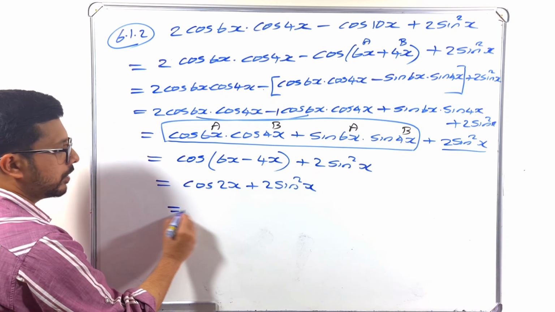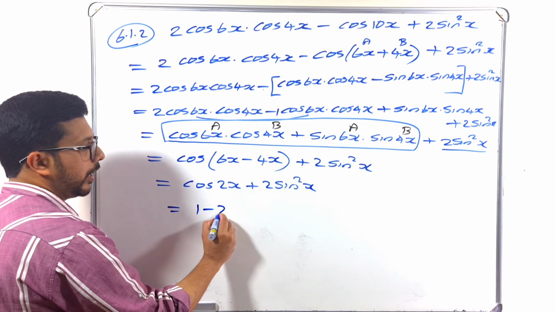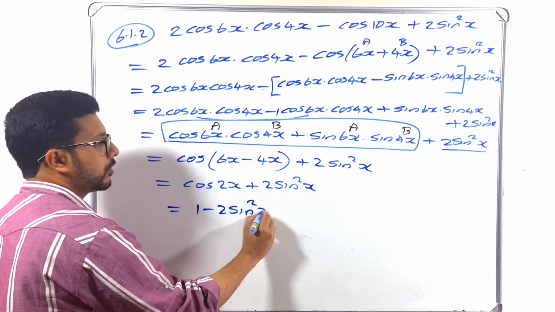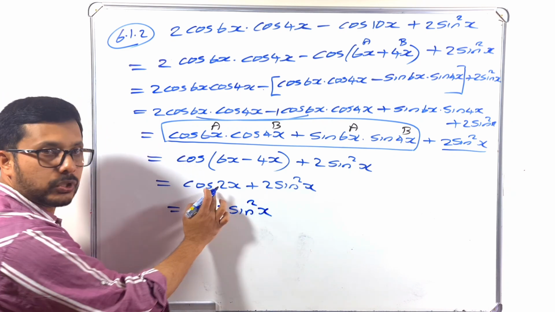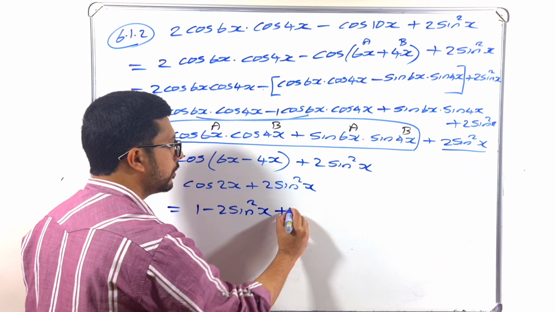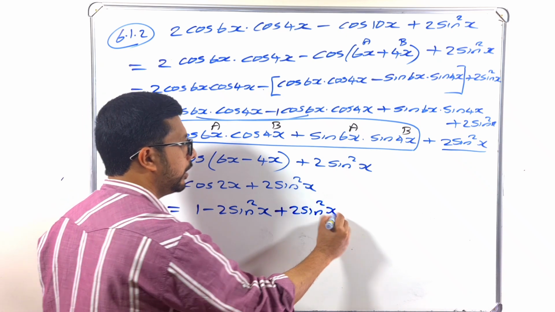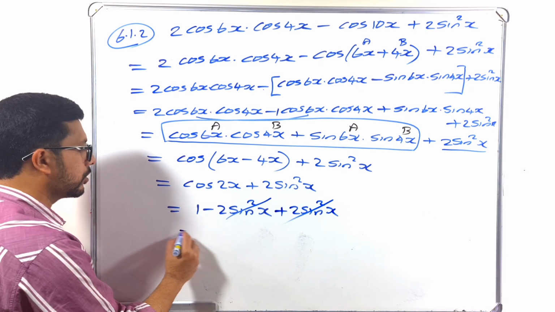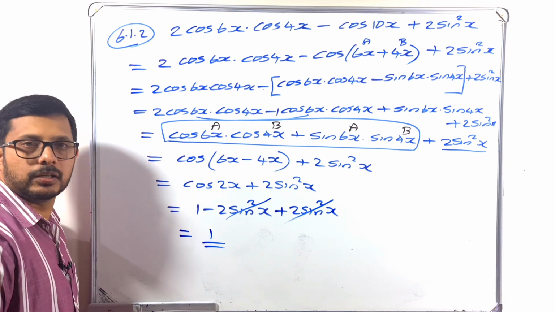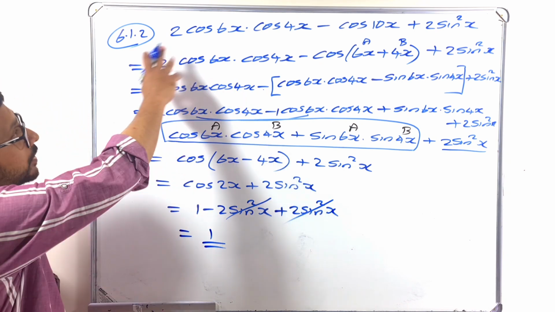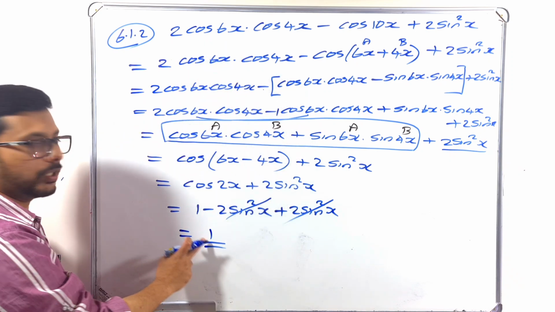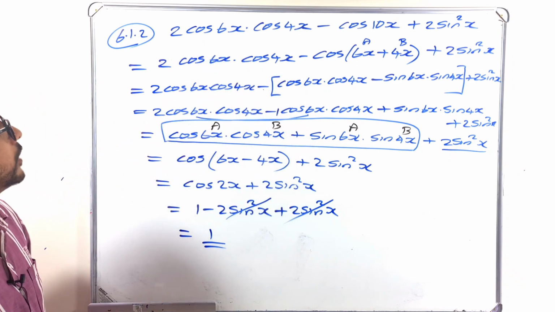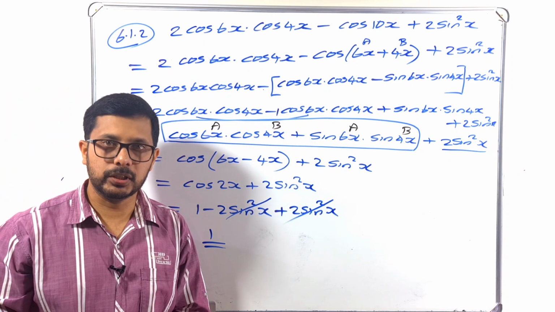Okay. So this is the expansion for cos 2x: 1 minus 2 sine square x. There is an expansion for cos 2x like this. Then plus 2 sine square x. So you can see that this plus and minus you can cancel. So what is the answer? The answer is 1. So the simplified form is 1. So that is question number 6.1.2.